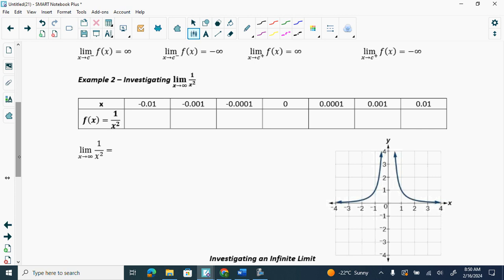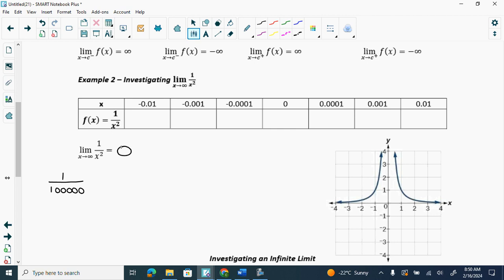Okay, so let's think about it. If I go 1 over 100,000, what am I going to get? Really close to 0. 0.00000. If I do 1 over a billion, now it's getting even closer to 0, correct? So as I approach infinity of anything over x squared, it's going to get closer and closer to 0. We agree?